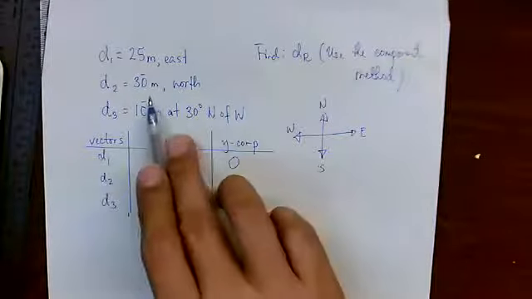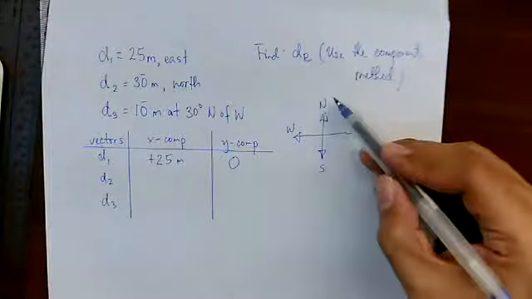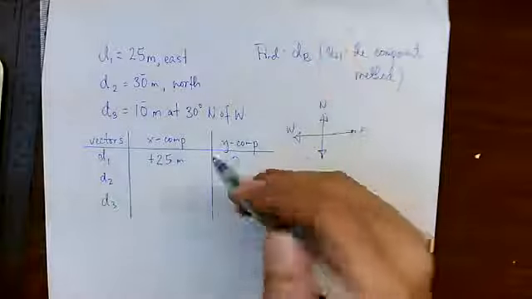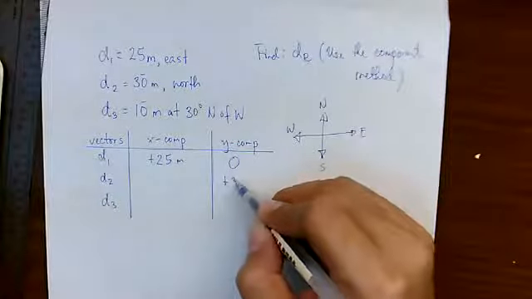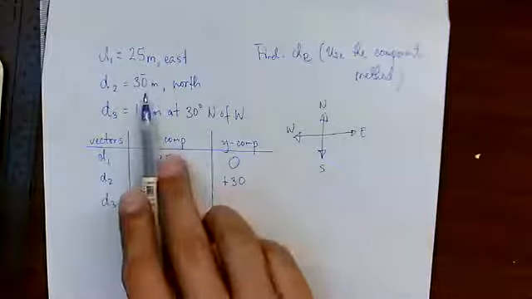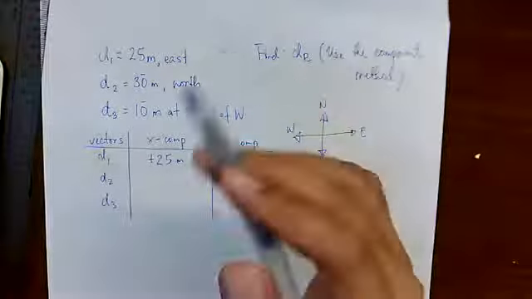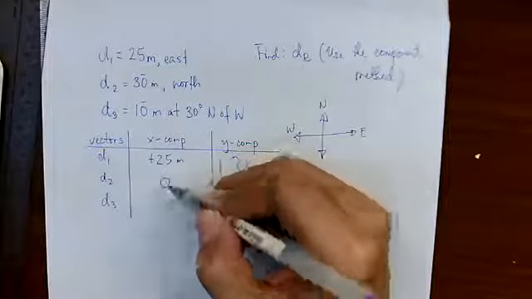For D2, it says 30 meters north. It has only a Y part, so it's going upward. So we put here positive 30. And there is no X component, no X part here, because it's heading only straight up. So we put here 0.